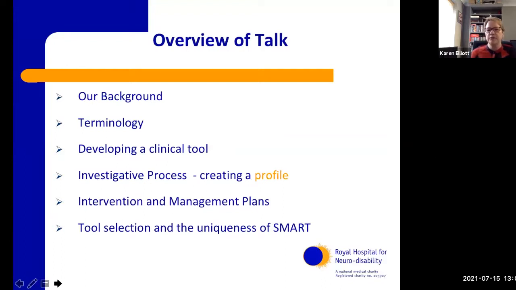We then got involved in research to try and justify what we were doing and also give some evidence to what we were doing clinically. Helen joined the RHN and we worked together on research, and then Helen went on to carry on the research to validate the tool. So we've been working on SMART on and off for a long time, and we're now on version 3, which we brought out last year.